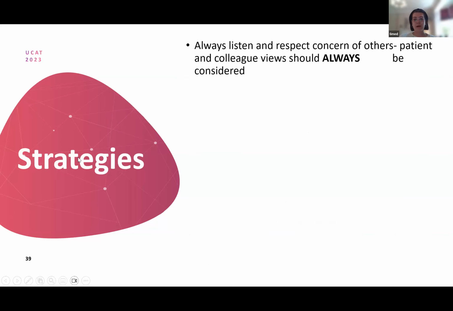So these are just some ideas that you should be aware of. Always listen and be respectful. Everyone's views in every situation should always be considered. So if the patient doesn't want to do something, but you think it's the right thing to do, listen to the patient and think about why they're saying what they're saying. That's true, by the way, of interviews and also in your medical career.